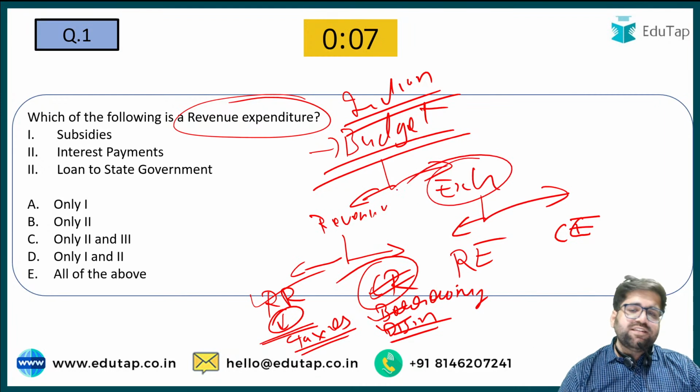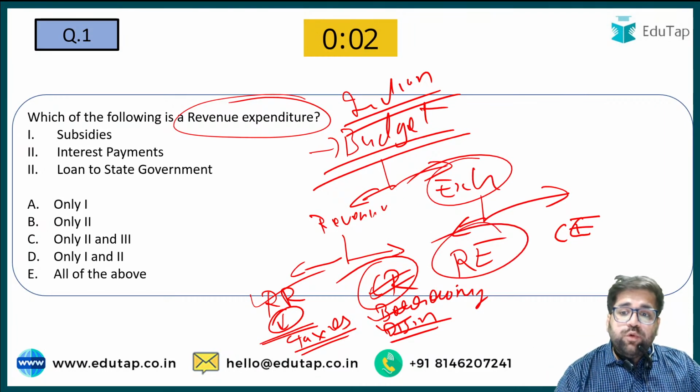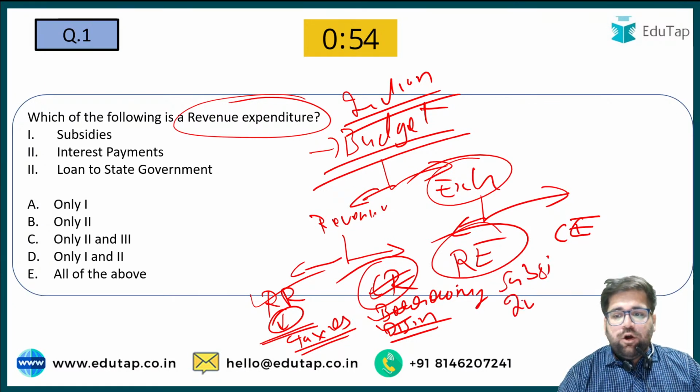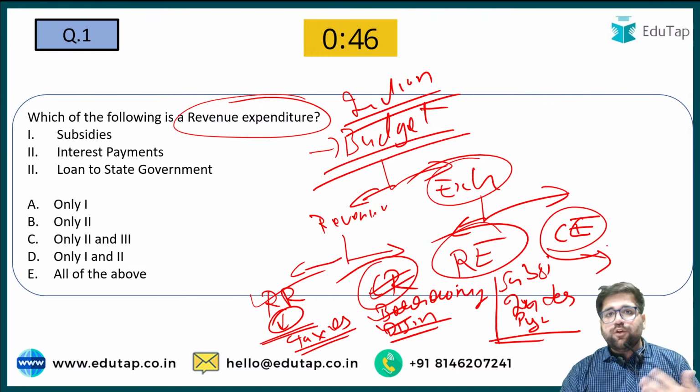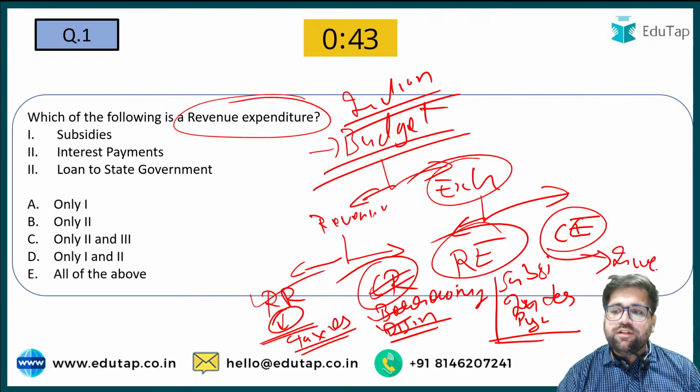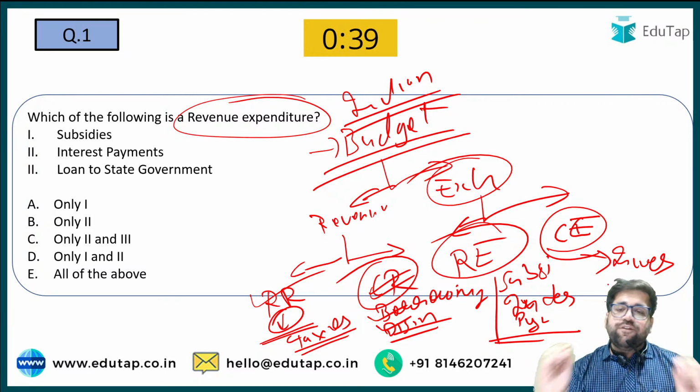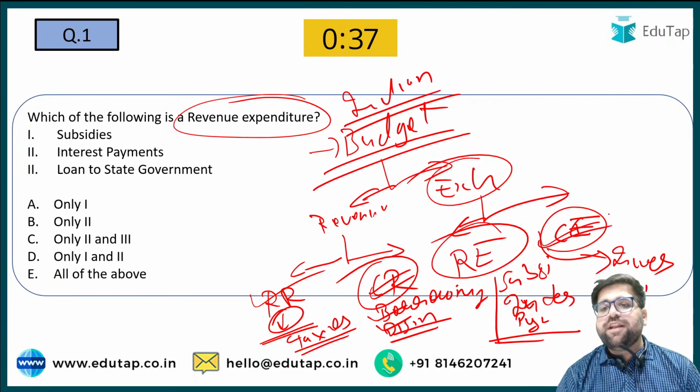Then comes the expenditure side, where the same logic applies. Revenue expenditure is the expenditure which happens on a regular basis, like subsidies, or interest payment. These are different types of revenue expenditure. When it comes to capital expenditure, you can see different types of investments which the government makes in highways or in building big infrastructure projects. These are examples of capital expenditure.